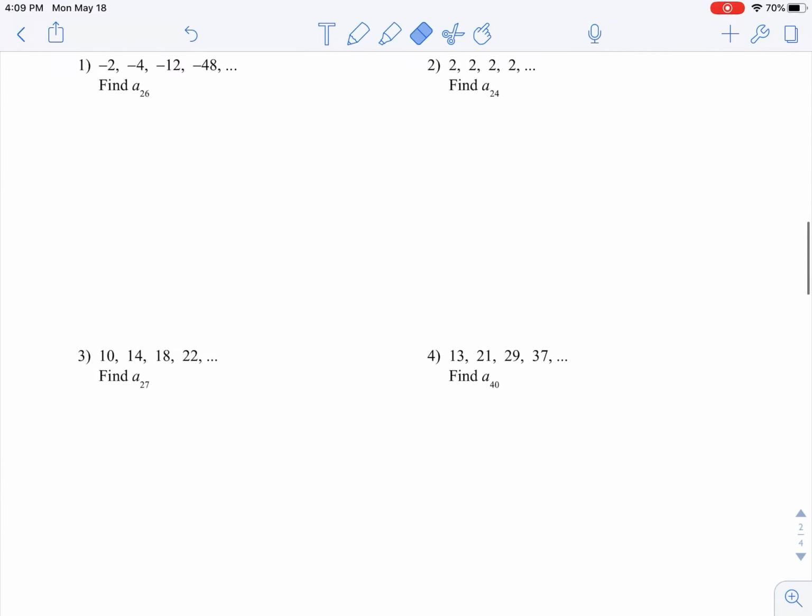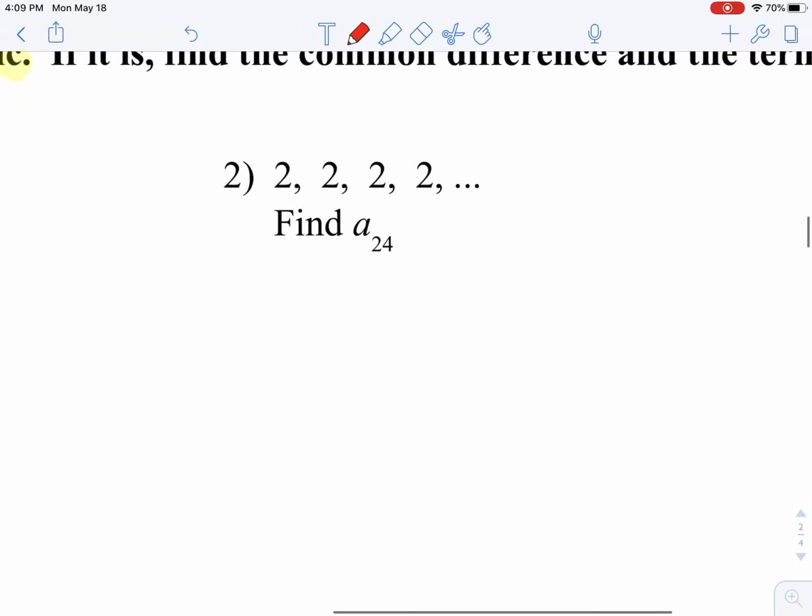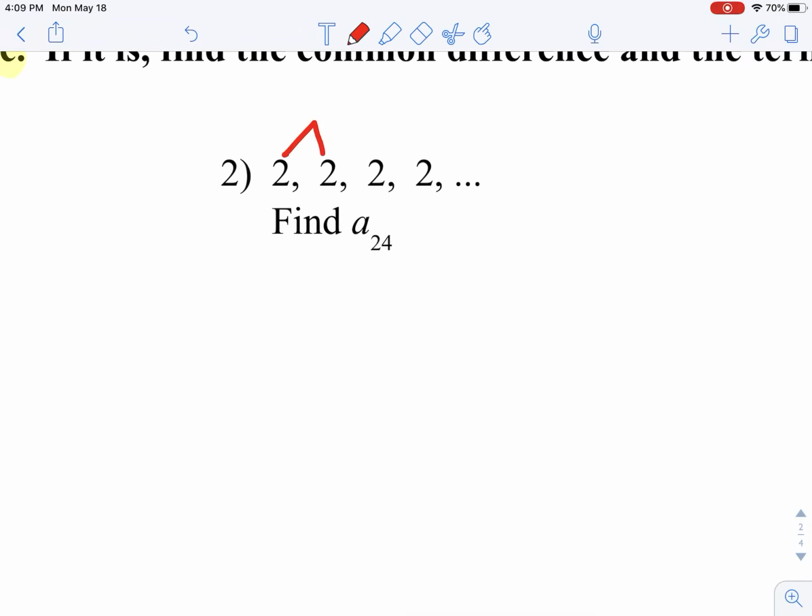Now, in the first 6 problems, we are studying arithmetic sequences, and the first thing is to determine if it's arithmetic or not. So remember, you have to be able to get the same answer anytime you subtract 2 pairs of numbers. And you always have to take an element of the sequence minus the number in front of it. Now, number 2, my first example that I do, if you subtract these 2 numbers, you get 0.